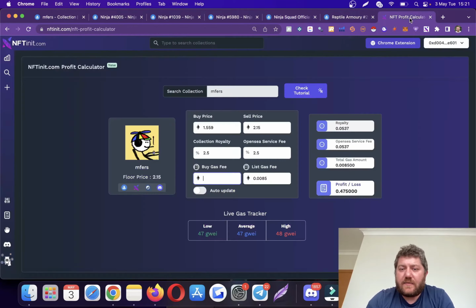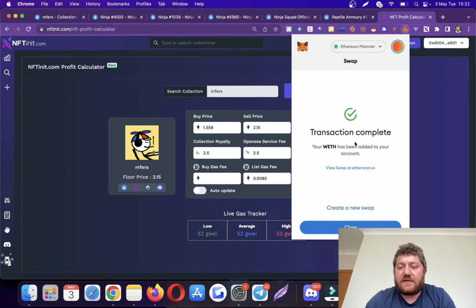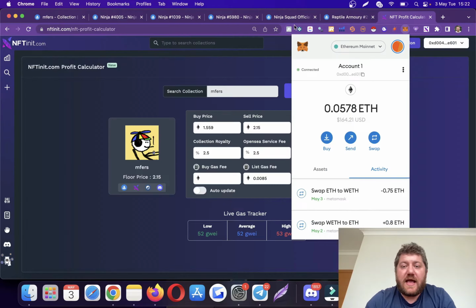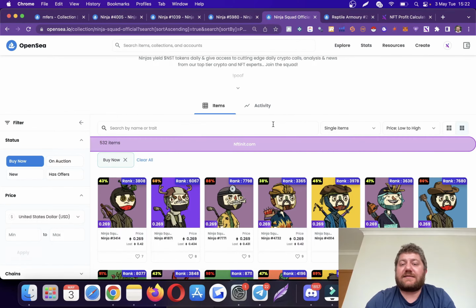So in this case, the profitability of this collection was quite high, because if you remember from the earlier videos, the collection royalty of this collection was quite low. So if it was 10%, you see, oh, it's 105, you would be making significantly less profit. But when it is 2.5%, it is almost 0.5 Ethereum. So let's see if our swapping is complete. Yes, it is. And now we can actually submit bids.